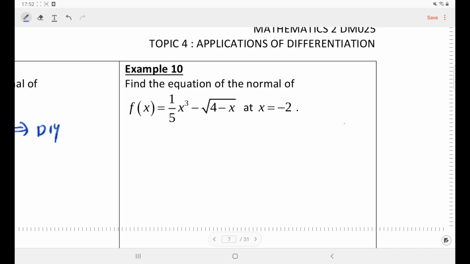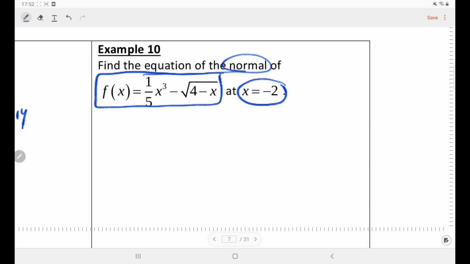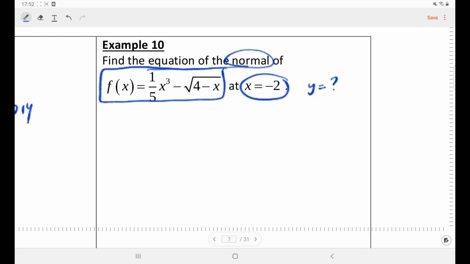This one we will do together. The question is still finding the equation of the normal. So given a curve at the point x equals -2. It does not give the value of Y, so we will find Y later. Y is not given, so we need to find Y. Okay, first step, you need to find dy dx, which is mt. Dy dx is the gradient of a tangent.